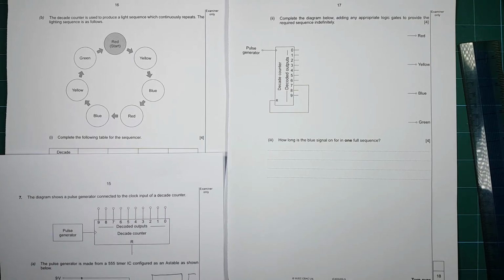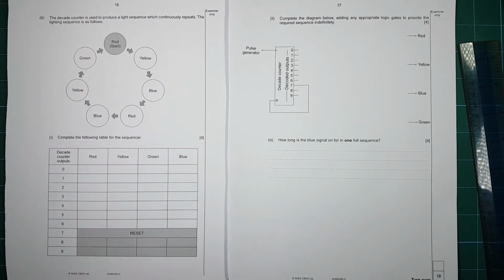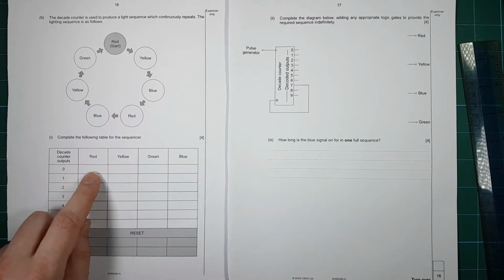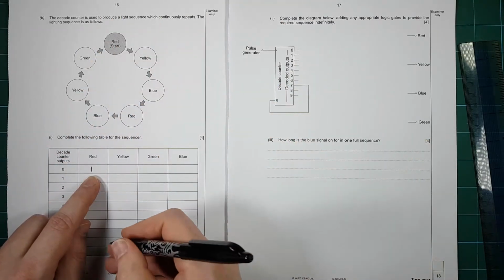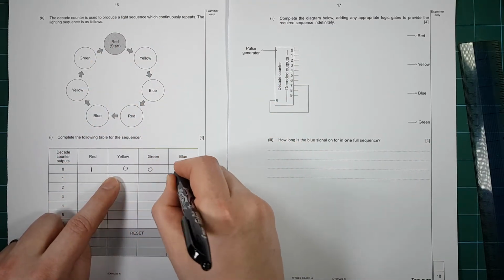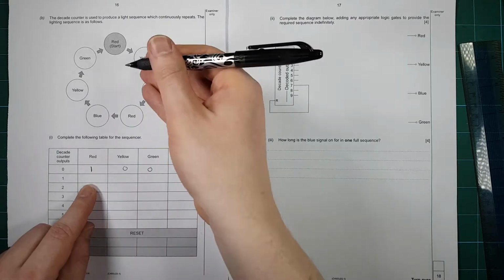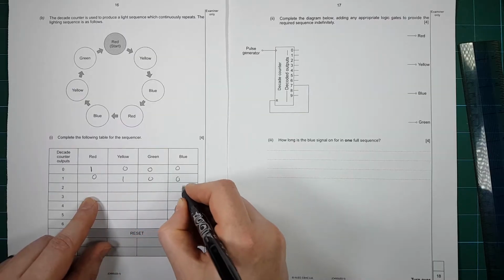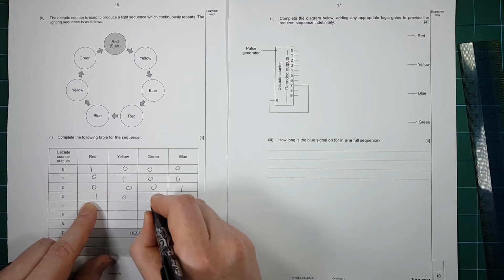The second part of this question is about the decade counter, and we're trying to create this sequence from the decade counter. So we need to light up these in turn. When it starts, we want the red to be high, and that will light up the red one. And we want the other ones to be dark or dim. Then when it moves on to the next pulse in the sequence, we want the yellow one to be high. Get the idea? And then we want the blue one to be high. Then we want the red one to be high again.